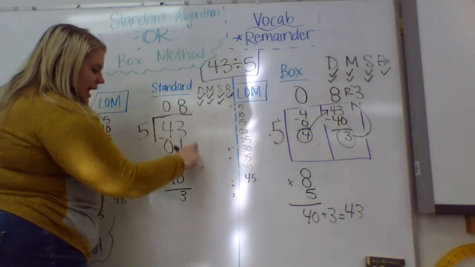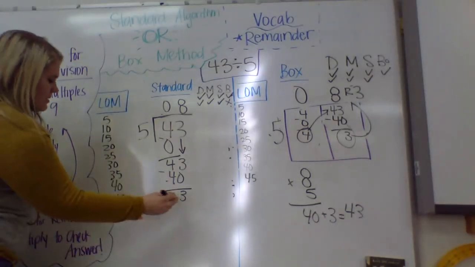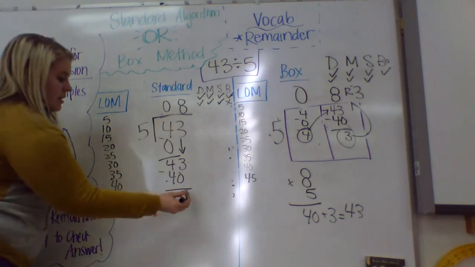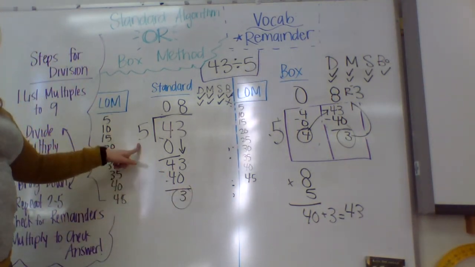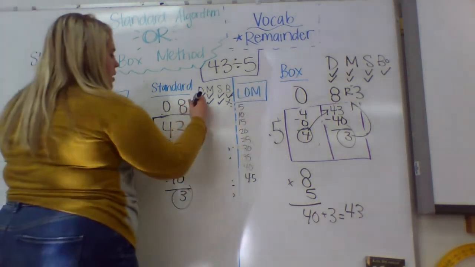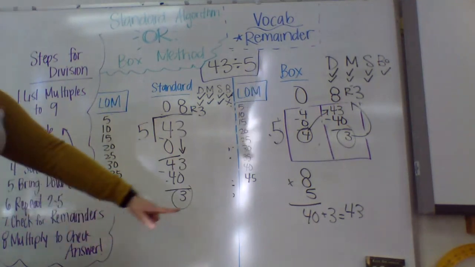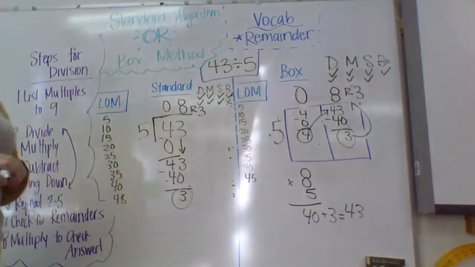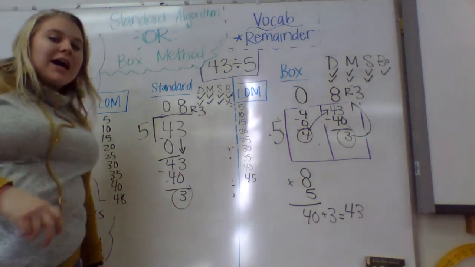My B, bring down. I have nothing left to bring down. So when I put an X there, it tells me, number 7, check for my remainder. I have a remainder of 3. I don't have enough to make another whole group. So that comes up as my remainder 3, and we checked it right here. We know that 8 remainder 3 is the correct answer for 43 divided by 5.